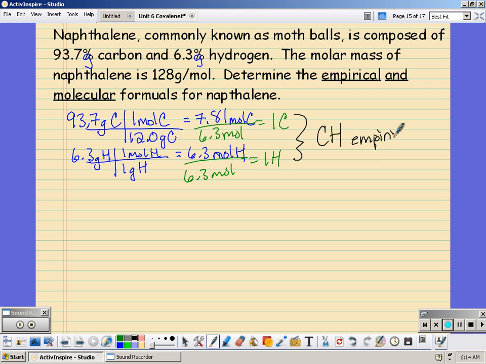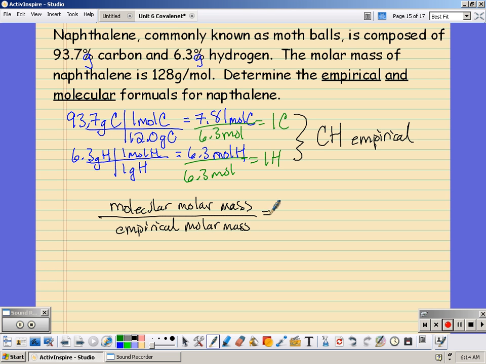I want to find the molecular formula. Well, the molecular formula is a multiple. To find the molecular formula, you take the molecular molar mass and you divide it by the empirical molar mass. That will give you your multiple that you multiply the subscripts by. Now, something to keep in mind, the molecular molar mass is always given to you in the problem. The empirical molar mass you calculate based on the empirical formula.